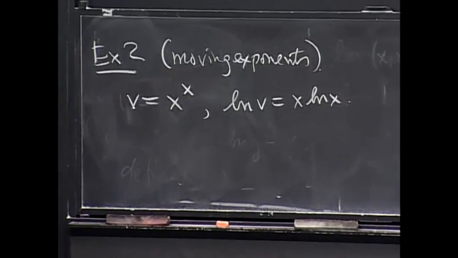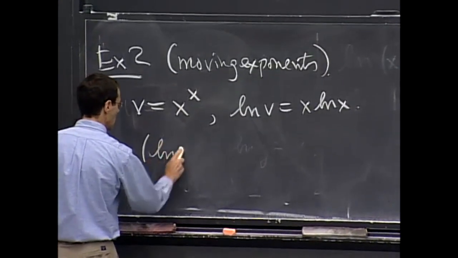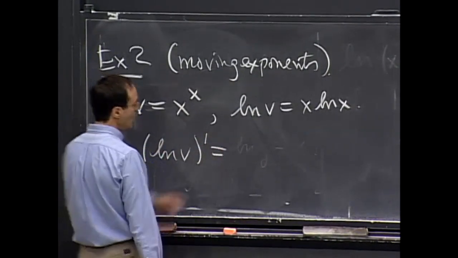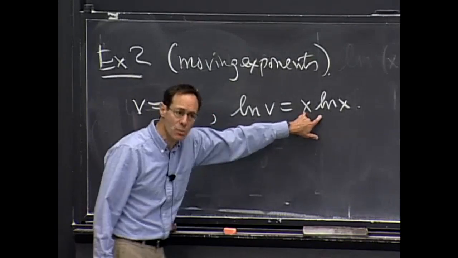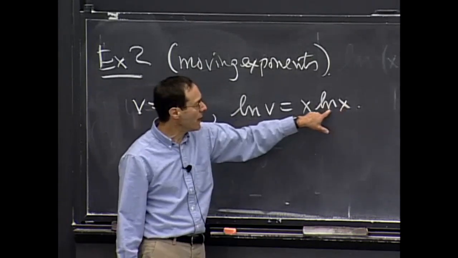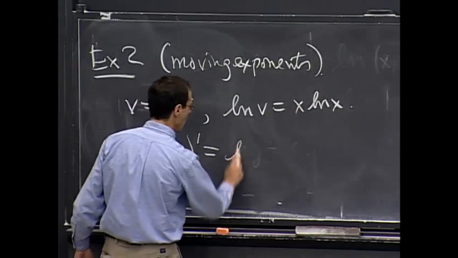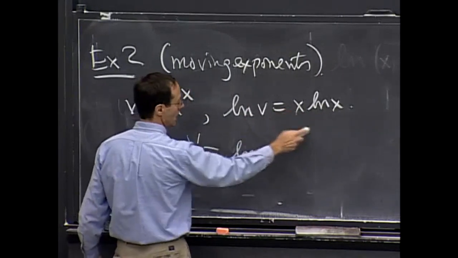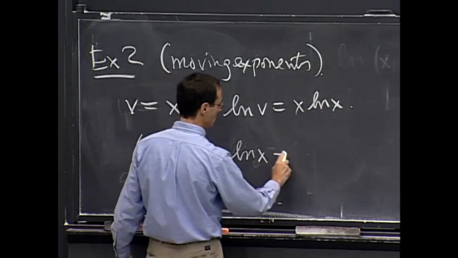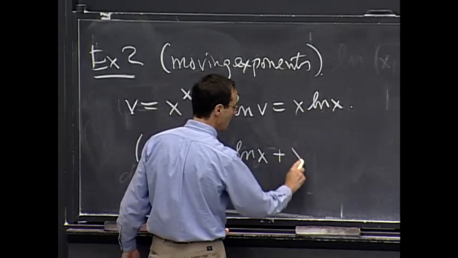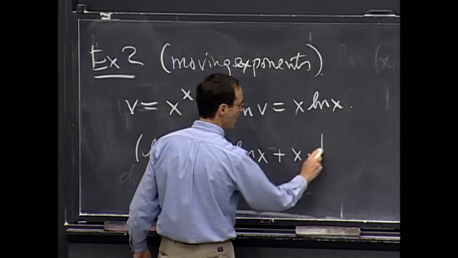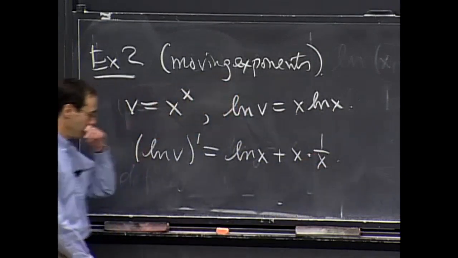And now I differentiate it. And now when I differentiate this, here I have to use the product rule. This time, instead of having log a, a constant, I have a variable here. So I have two factors. I have log x when I differentiate with respect to x. When I differentiate with respect to this factor here, I get x times the derivative of that, which is 1 over x. Okay?